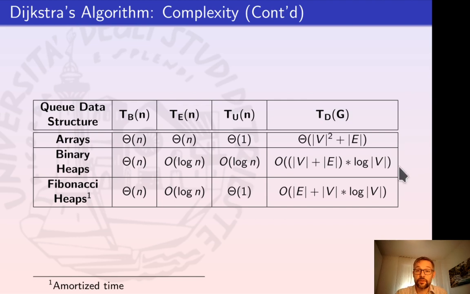Of course this data structure performs very well from the asymptotic point of view, but it has some drawbacks in terms of constants. So it really depends on the graph you are dealing with. You may use arrays, binary heaps, or a Fibonacci heap. Okay.